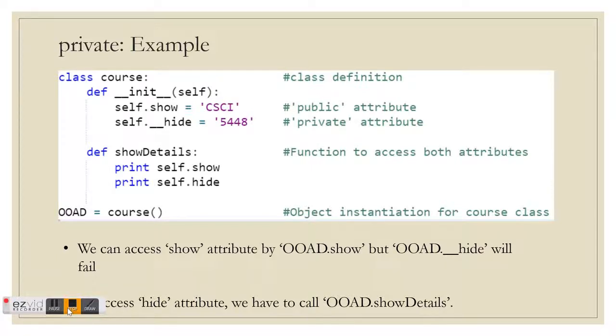Here I have used another function inside the class, show details, and that uses both show and hide. So if I call the show details method using OOAD, I can access both attributes, show and hide. So here we are encapsulating the data. We can access the data indirectly but can't directly. The attribute which we have defined private, here it is hide.